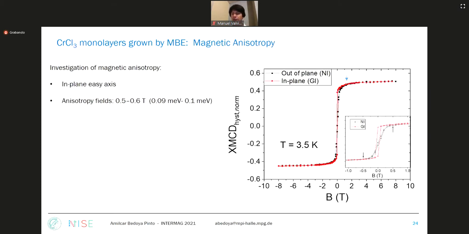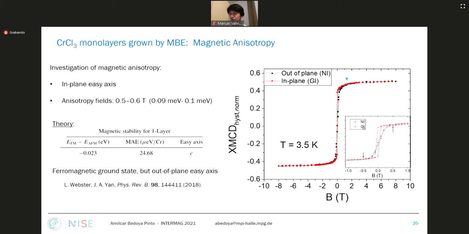So again, an important ingredient for that is the anisotropy. You have to have some kind of anisotropy to sustain a finite Curie temperature. And in the end, what we did is also investigate the anisotropy by XMCD. And we interestingly found that the anisotropy was measurable, and it was relatively large, I would say. The anisotropy fields were 0.5 or 0.6 Tesla when you compare normal incidence versus grazing incidence, which is related to out-of-plane and in-plane magnetization.